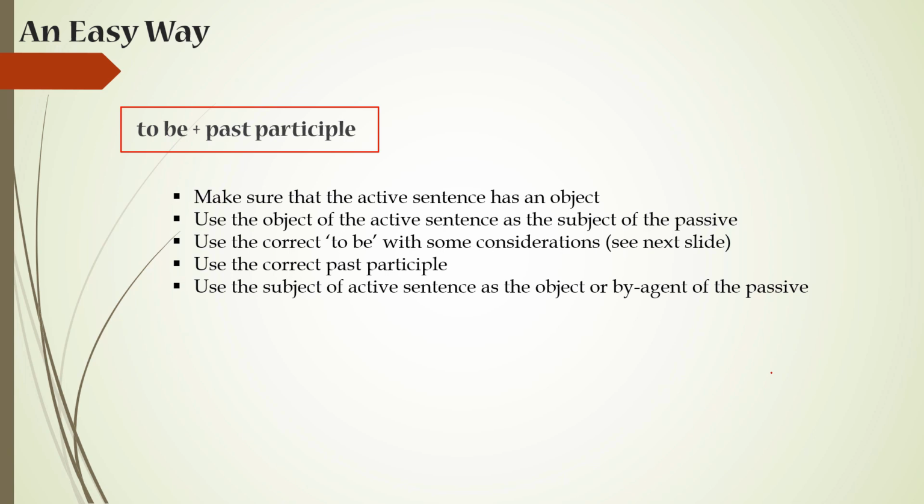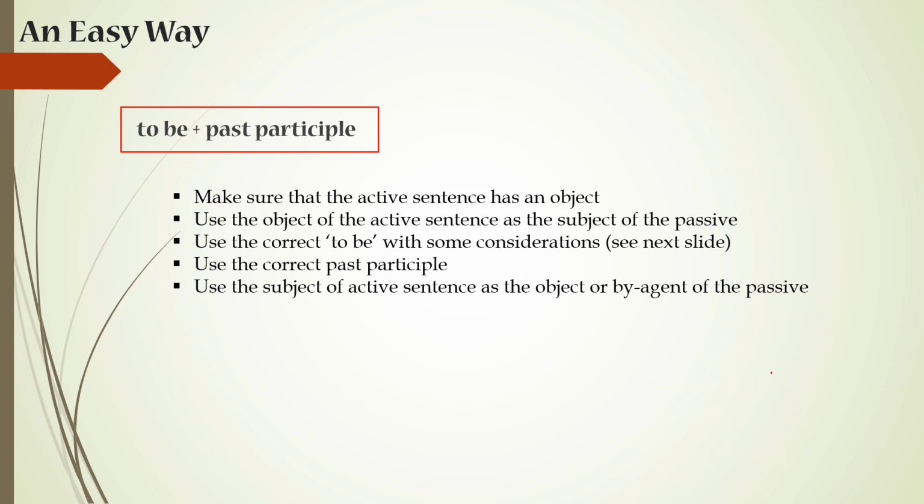Remember the basic structure of passive voice, that is to be plus past participle of verb 3. The first, make sure that the active sentence has an object. If the active sentence has an object, it can be changed into passive. If there is no object in the active sentence, you cannot change it into passive. So make sure that the sentence can be changed into passive.